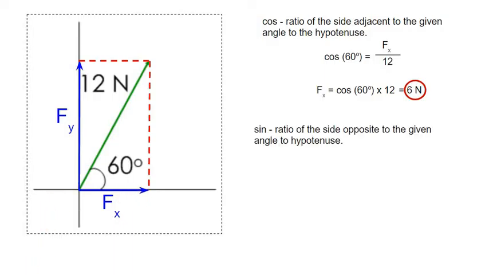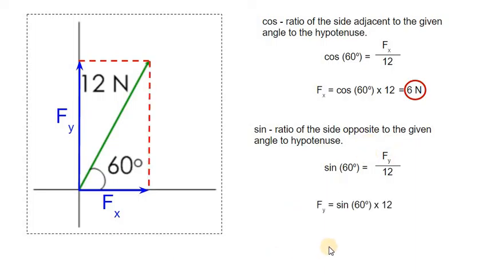Sine is a ratio of the side opposite to the given angle to hypotenuse. So basically, I can say that the sine of this angle of 60 equals the opposite side to the hypotenuse. Considering that this opposite side is equal to my y component, I might as well put my y component over here in the numerator.